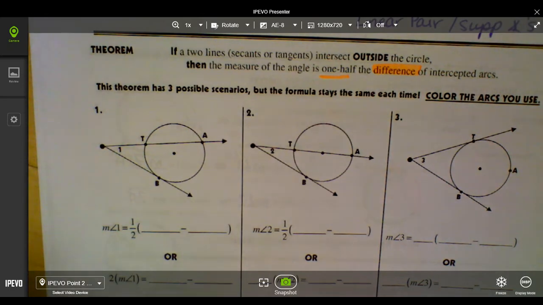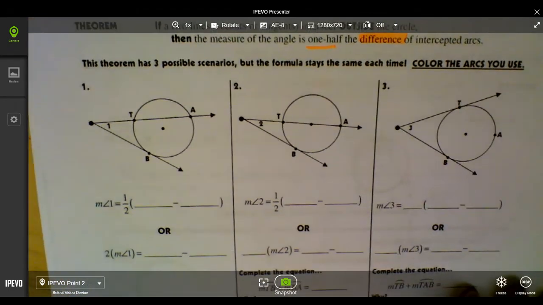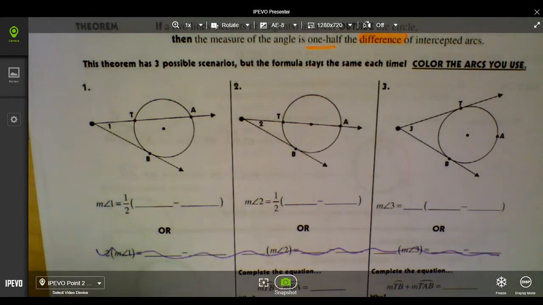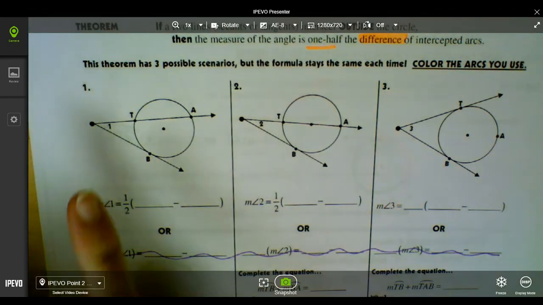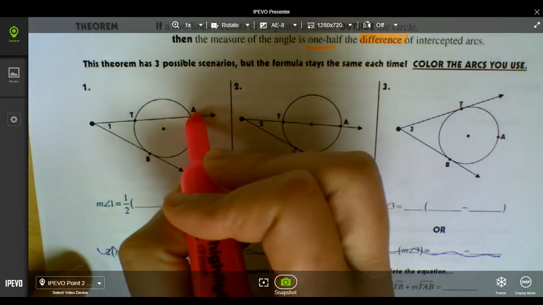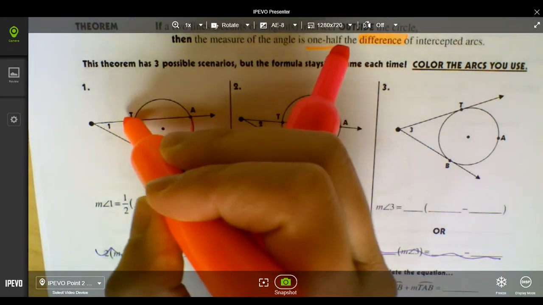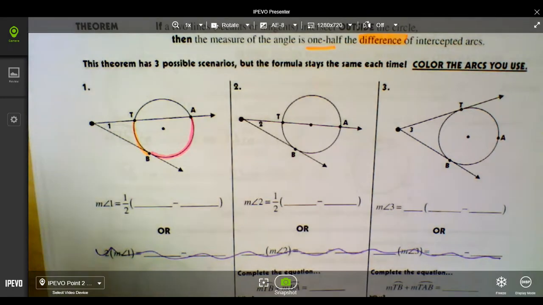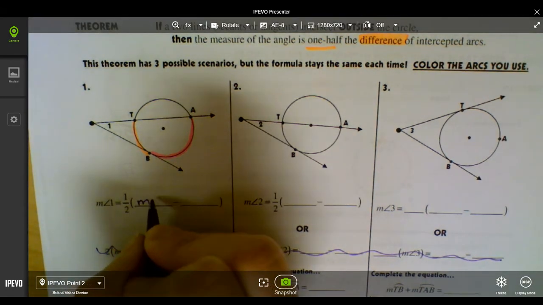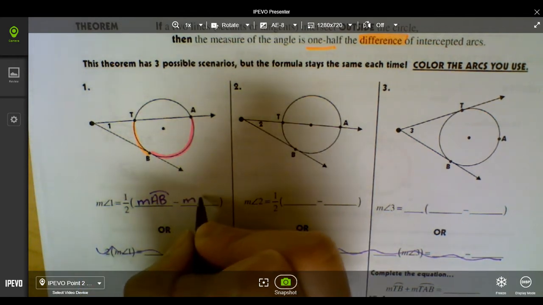And again, let me move this down just a teeny bit. All right, we're not going to worry about these guys over here. If we're trying to figure out the measure of angle 1, you always want to start with the bigger arc more on the exterior of the circle, and subtract the smaller arc on the interior of the circle. So with these guys, we're going to take 1/2 of the measure of arc AB minus the measure of the arc TB.